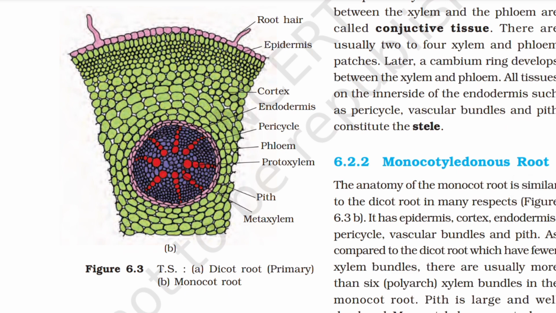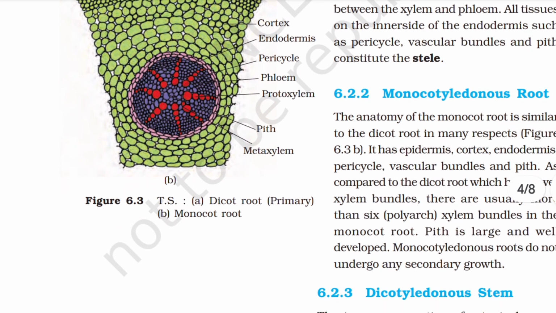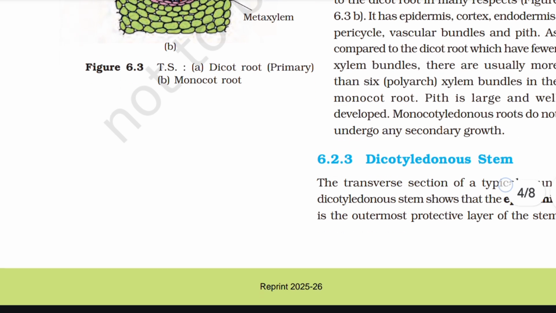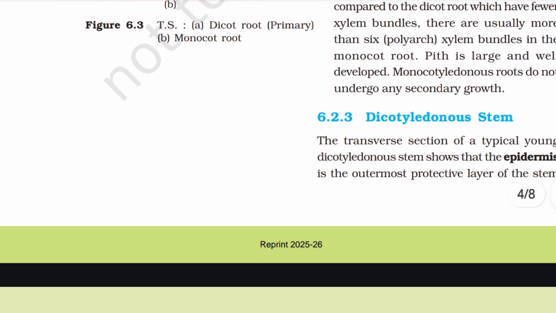6.2.2 Monocotyledonous root. The anatomy of the monocot root is similar to the dicot root in many respects. It has epidermis, cortex, endodermis, pericycle, vascular bundles, and pith. As compared to the dicot root, which has fewer xylem bundles, there are usually more than 6 xylem bundles in the monocot root. Pith is large and well developed. Monocotyledonous roots do not undergo any secondary growth.